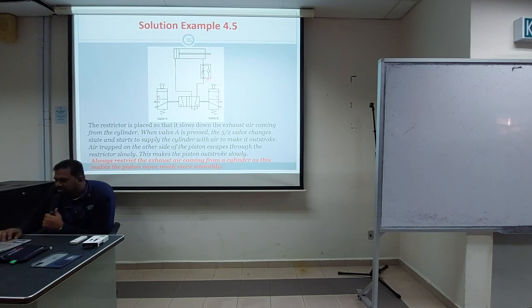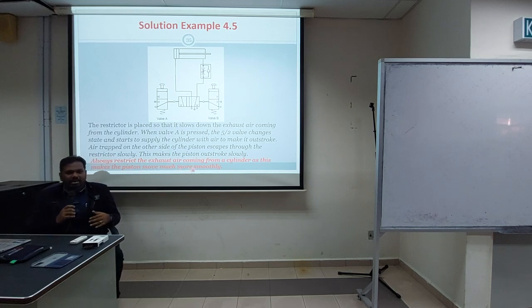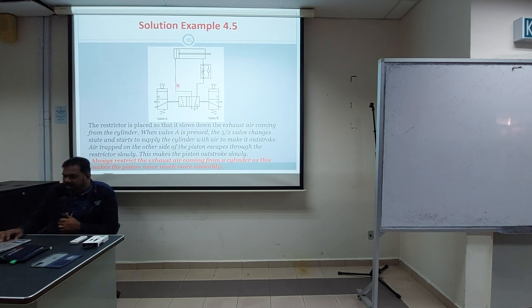So dalam circuit ni tengok, so they don't do a lot of modification, dia cuma tambah benda ni, one way flow control valve. Okay, so kita panggil as restrictor. So dia cakap dekat sini, always restrict the exhaust air coming from the cylinder, as this make the piston move much more smoothly. So you can introduce restrictor at the entrance of the cylinder.